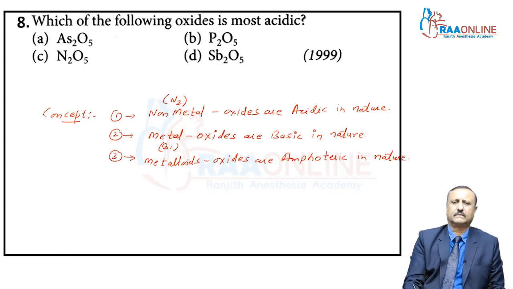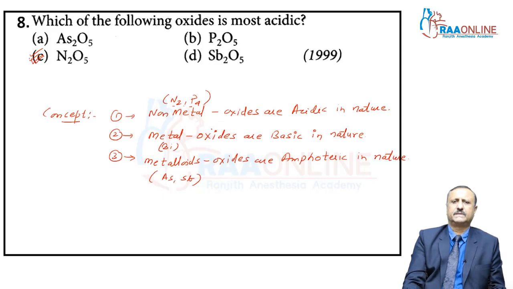So my dear students, what are the metalloids here? Arsenic and antimony. Both are metalloids. Nitrogen and phosphorus are both non-metals. But you can see the non-metallic character of nitrogen is higher than phosphorus. So the question is which of the following oxides is most acidic? The answer is N2O5.